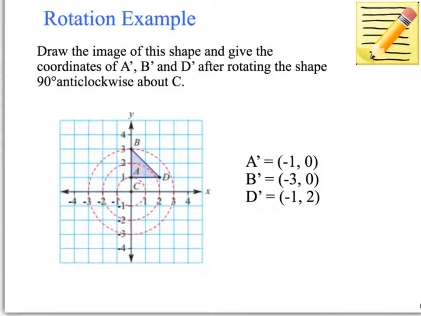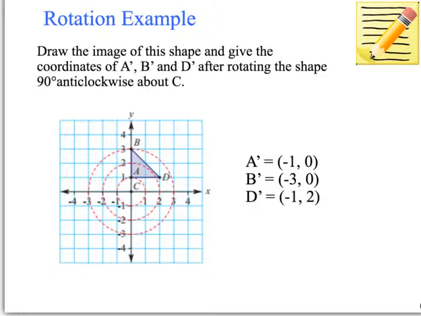Okay, so in this example, we have to draw the image of the shape and give the coordinates of A, B and D. So that's after you've rotated the shape. You need to do that 90 degrees anti-clockwise about C. So anti-clockwise means opposite of the clock, so you need to go this way around point C.